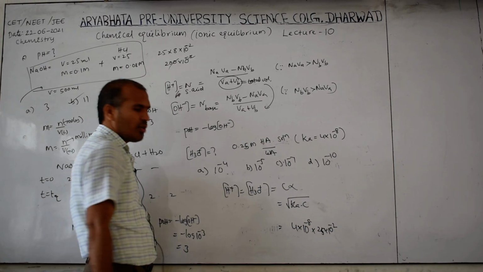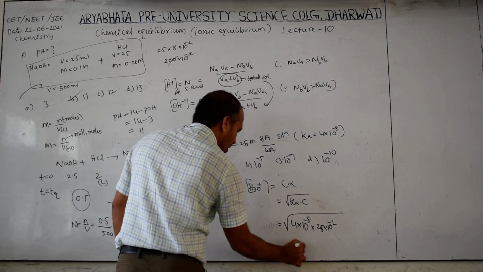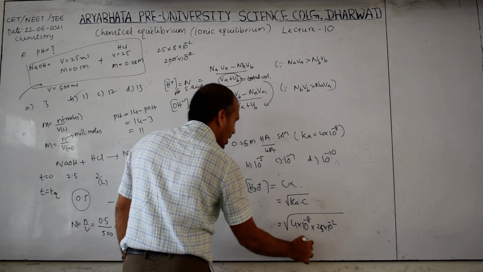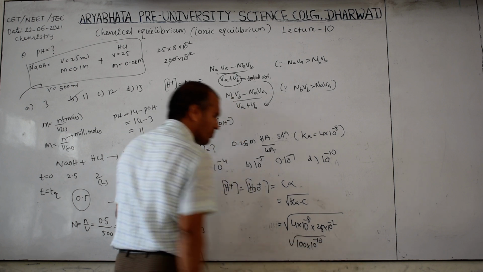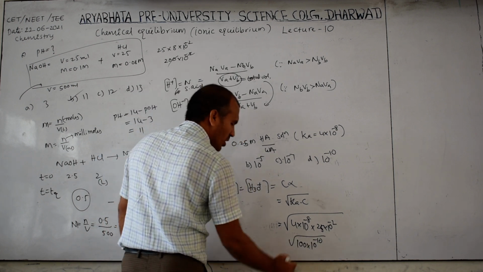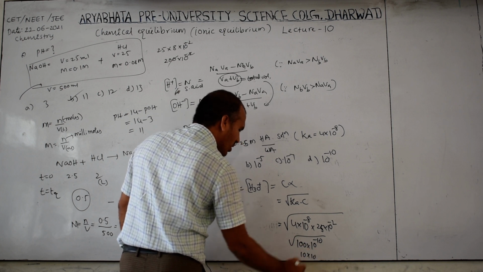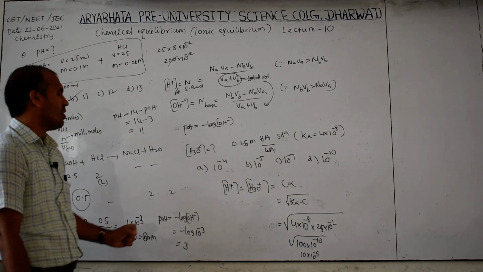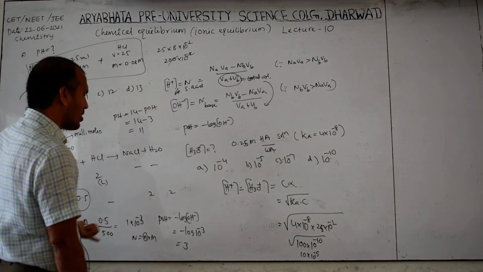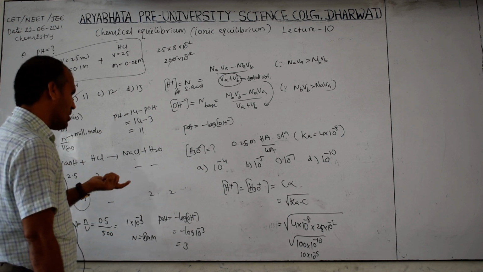0.25 you can write as 25 into 10 power minus 2, under the root. 25 into 4 is 100, and 10 power minus 8 into 10 power minus 2 is 10 power minus 10, under the root. Then this value is how much? Root 100 is 10 and this is 10 power minus 5. We got the H plus ion concentration. Therefore, which is the correct answer? 10 power minus 5.